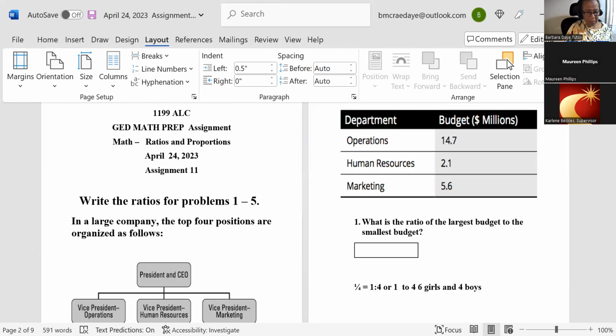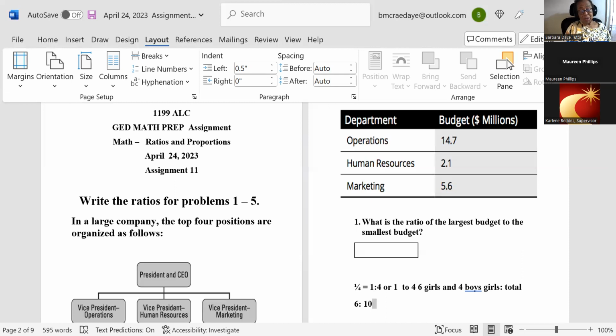6 and 4. No, when I say girls, let's just write it here. Girls colon total. What would be the numbers for girls to the total? 6 to 10. That's it. Very good, Maureen. You add the girls and the boys, and you get 10. So if you wrote this as a ratio, this would be 6 colon 10.